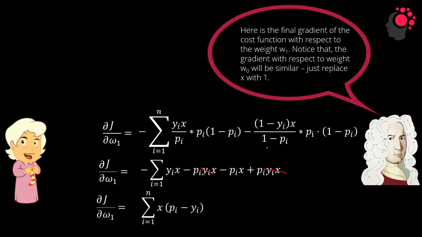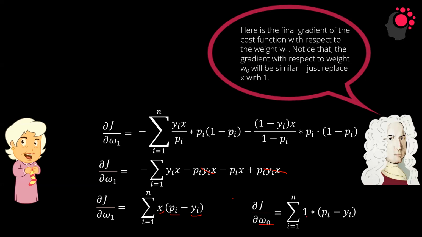This is what we set out to calculate, which is nothing but x into predicted probability value minus actual value. This is the gradient value with respect to W1. And with respect to W0, the value will be the same, except the x value will be 1. If you repeat the same steps with respect to W0, you'll get the exact same thing.